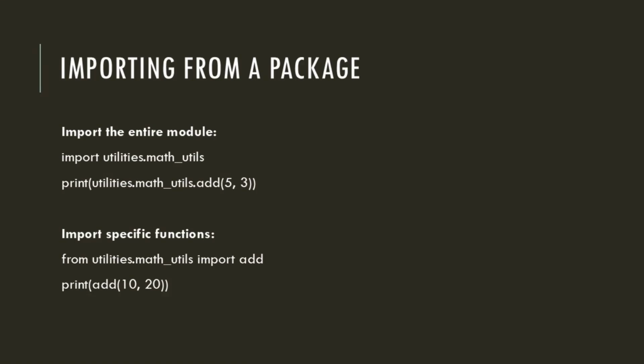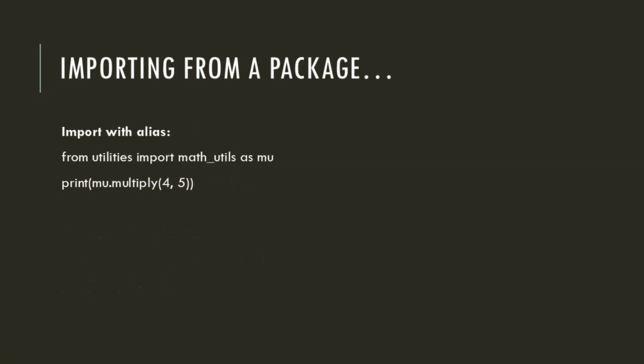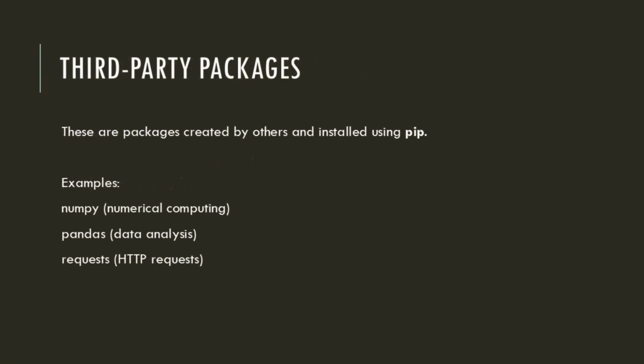To import a specific function, we use the from directive. from utilities.math_utils import add. print add(10, 20). Importing with an alias: from utilities import math_utils as mu. print mu.multiply(4, 5).